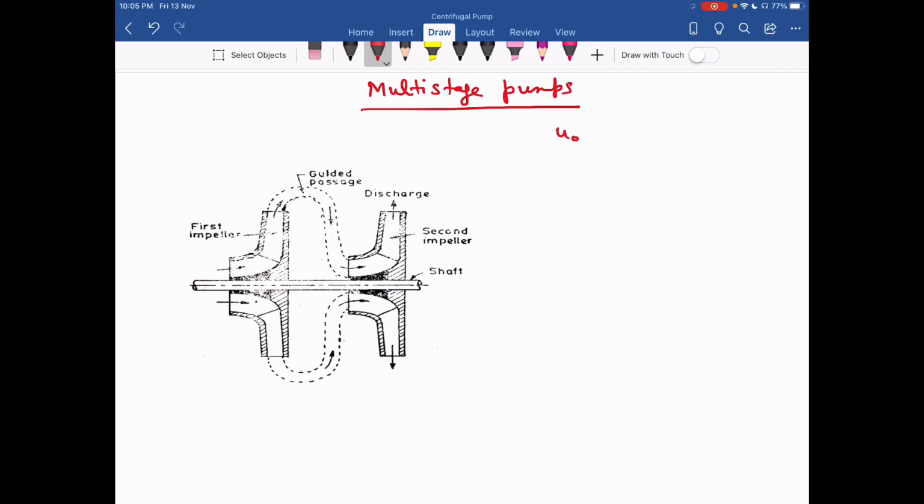So ultimately, to raise the liquid at much higher heads, we have to increase the number of the impellers. So more than one impeller is needed to develop the high head. So what we can do is, the discharge of one pump is delivered to the next for further increase in the head.